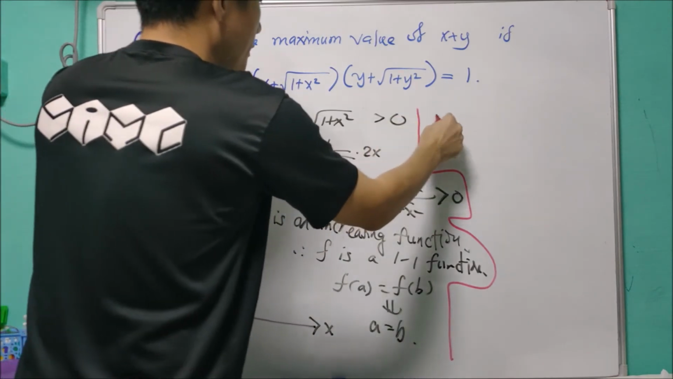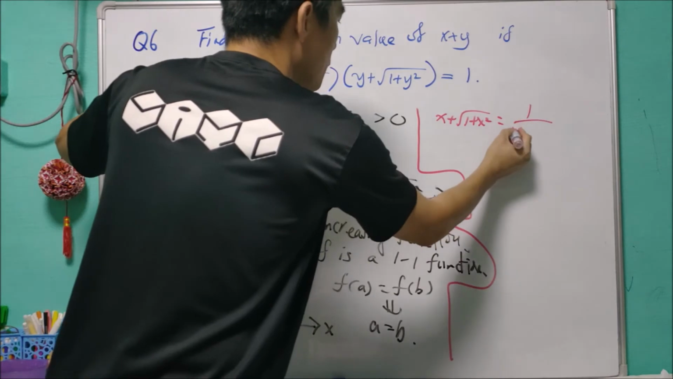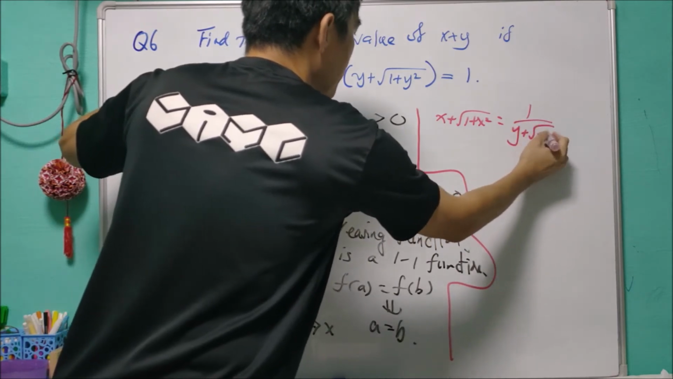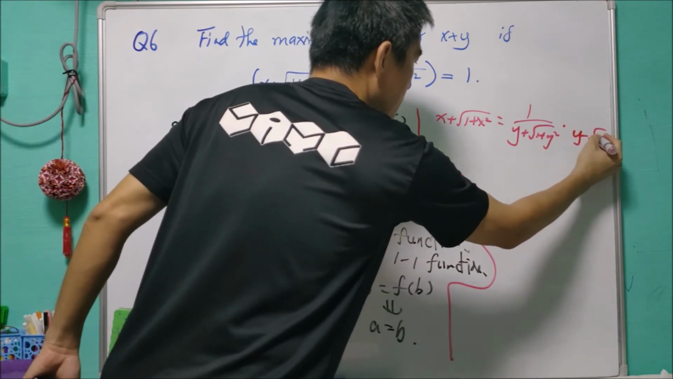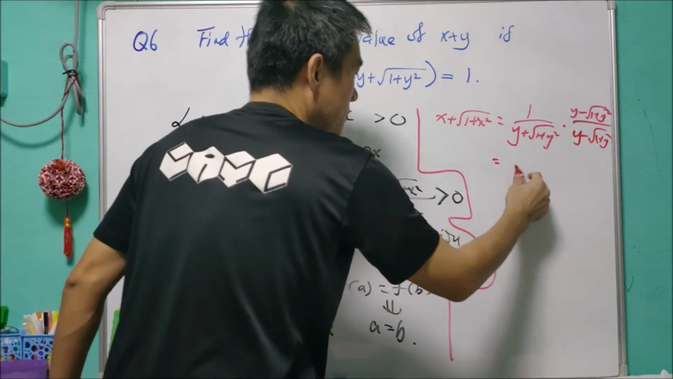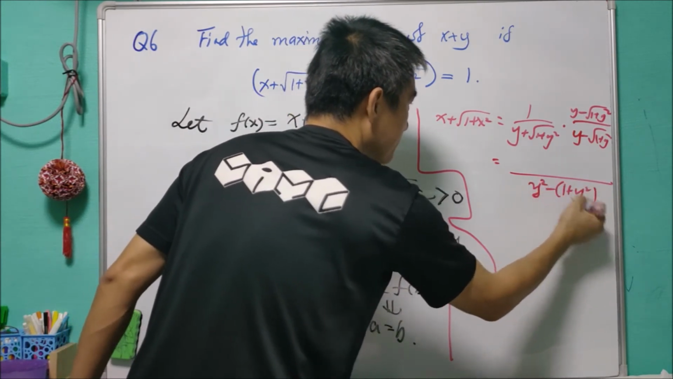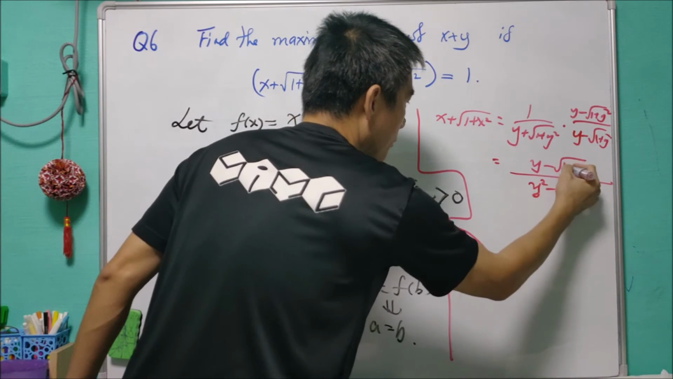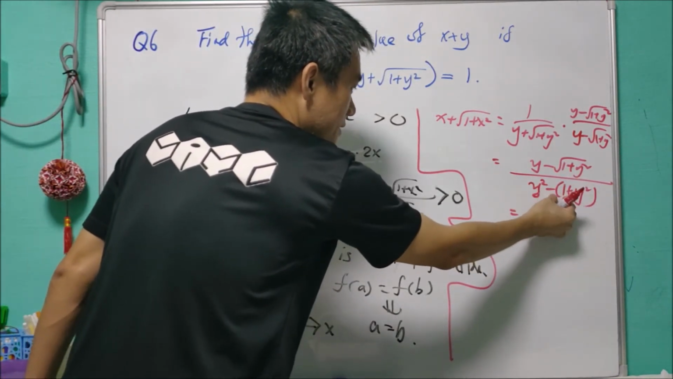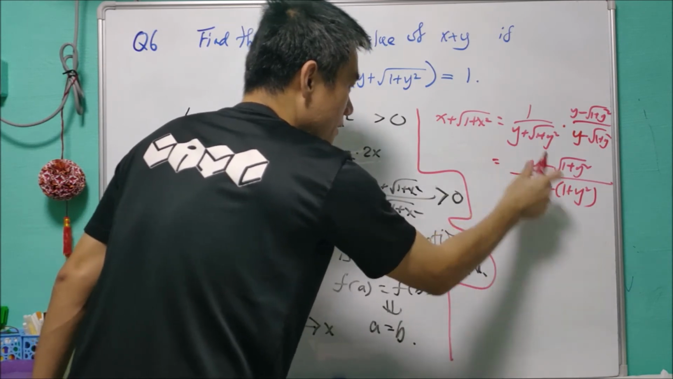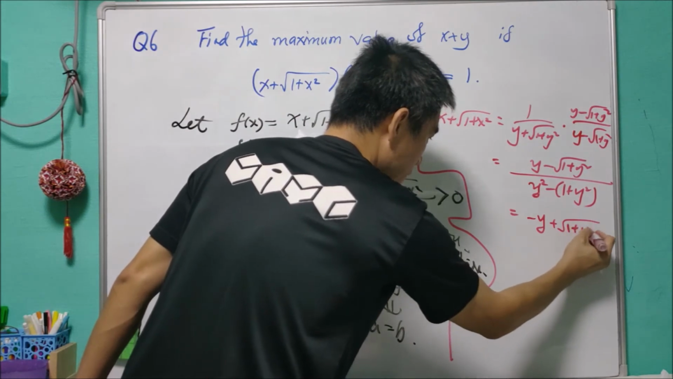Right here we have x plus square root of 1 plus x squared equals 1 over y plus square root of 1 plus y squared. We can multiply this by the conjugate. So this is a plus b times a minus b, so we have a squared minus b squared. And this is y minus square root of 1 plus y squared. Y squared minus y squared cancel off, then this is negative 1. Negative 1 means that this will be negative y plus square root of 1 plus y squared.